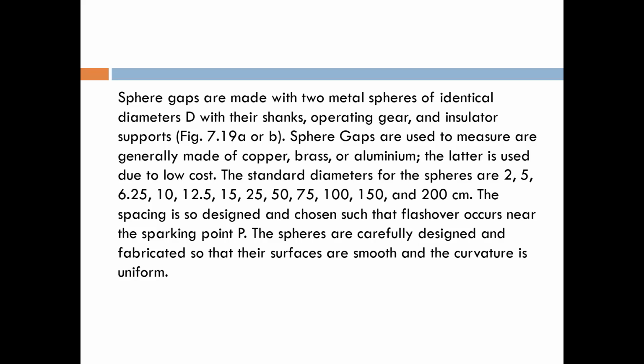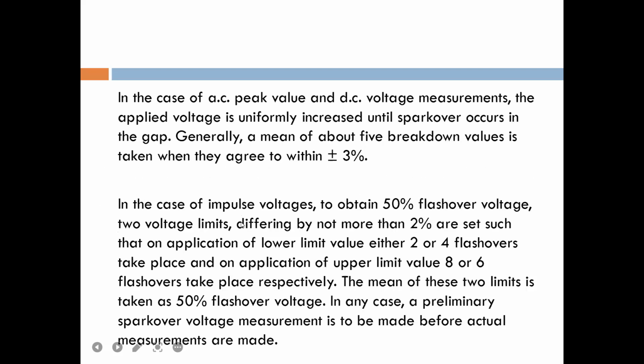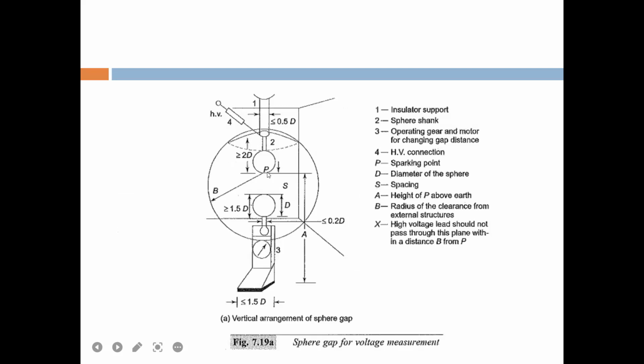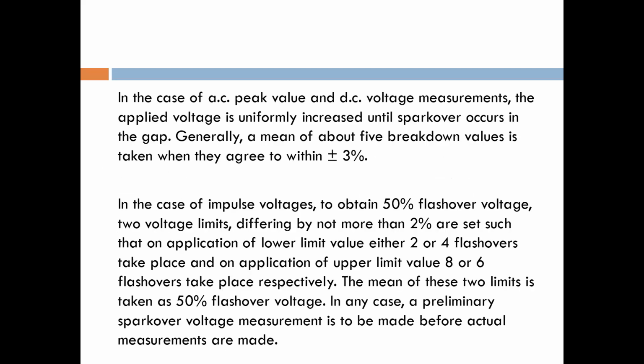Very important. The different diameters are for the different types of voltages or AC peak voltages we have to measure. The spacing is so designed and chosen that flashover occurs near the sparking point P. Just see the diagram I have shown. That's the area P, the sparking point, where the sparking is going to occur.